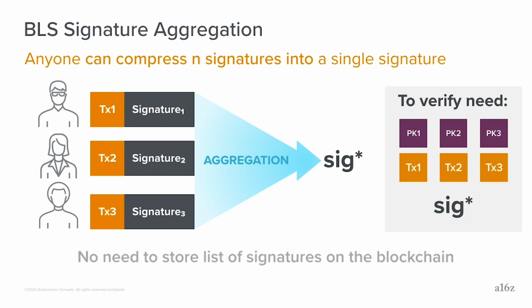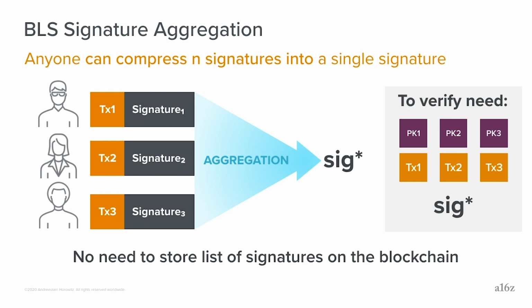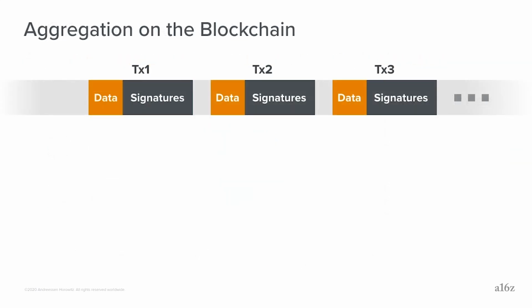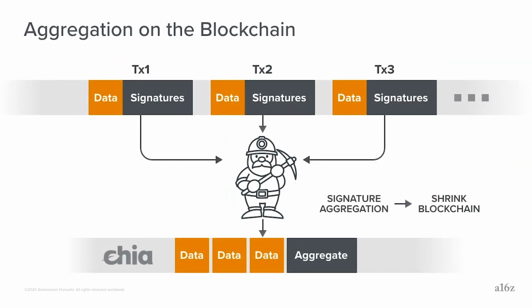The point of this is that you don't need to store all the signatures on the blockchain. You can just compress all of them and store the aggregate. Again, it's a very useful compression mechanism. I just wanted to mention there's a blockchain called Chia where, when you post transactions, the miner takes everybody's individual signatures, compresses them into the aggregate, and only stores the data in a single aggregate.